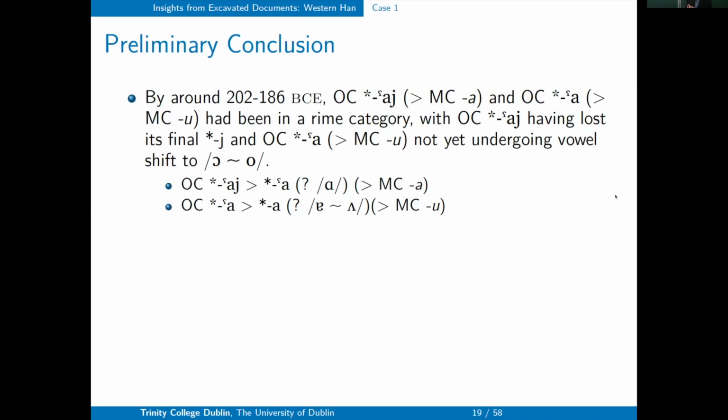Thus, we can conclude that by around 202 to 186 BCE, Old Chinese I and R in type A syllables had been a single rhyme category, with Old Chinese I having lost its final E, and Old Chinese R having not yet undergone the vowel shift to O or O.